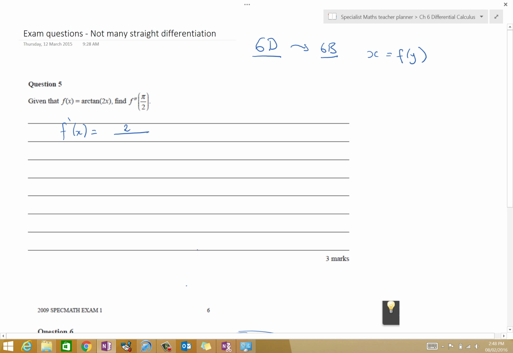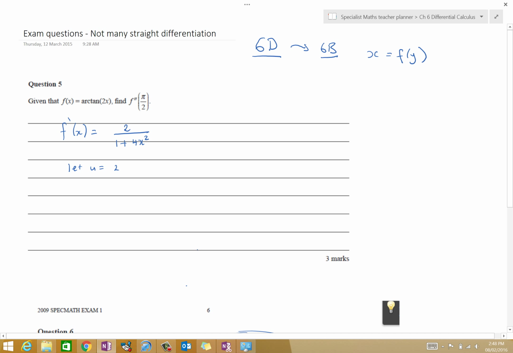Then I'm going to say that u is 2x, and of course, straight from my formula sheet, the derivative of that would be 1 on 1 plus u squared. Now, u squared is 2x all squared. So can you see there that you can derive just pretty quickly as long as you're applying the chain rule correctly. Otherwise, you're doing it the long way.